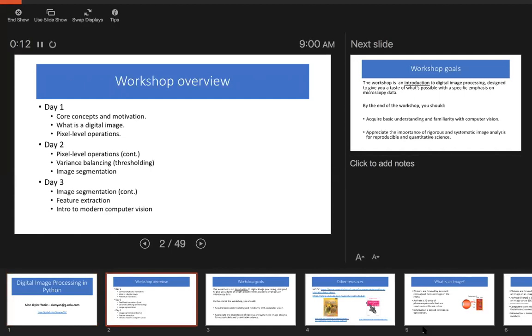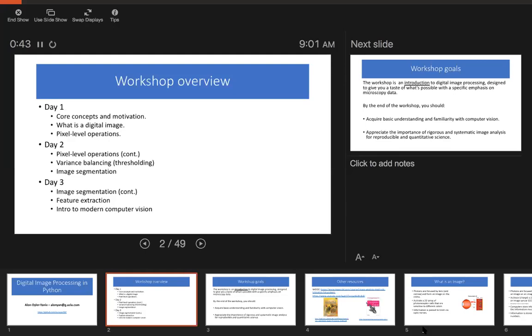So just to give you a sense of what's going to happen in the next 3 days. We're going to start today with a lecture that mostly talks about the concepts of imaging and the motivation of why we're even interested in learning image processing. And then very quickly, we're going to transition away from slides and into actually doing stuff using Jupyter notebooks. So this is all in Python, this class.